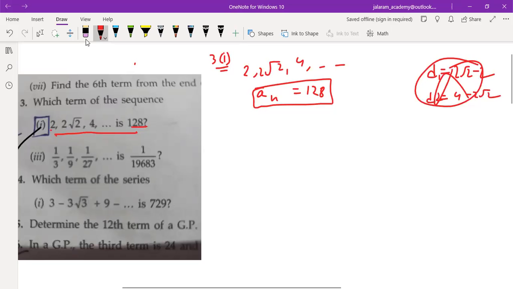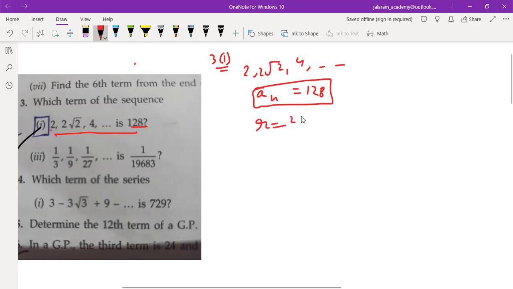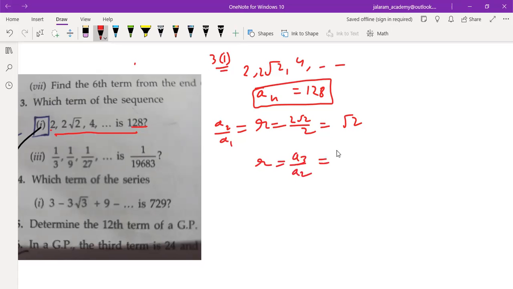So next we check for GP. R equals 2 root 2 upon 2 equals root 2. Here we are finding r by using the ratio of the second term to the first term. Now if we use the ratio of the third term to the second term, it is 4 upon 2 root 2. So rationalize the denominator, the rationalizing factor is root 2, so multiply by root 2 again. 4 root 2 by 2 root 2 into root 2, the 4 cancels out with the root 2. Yes, it's a GP.